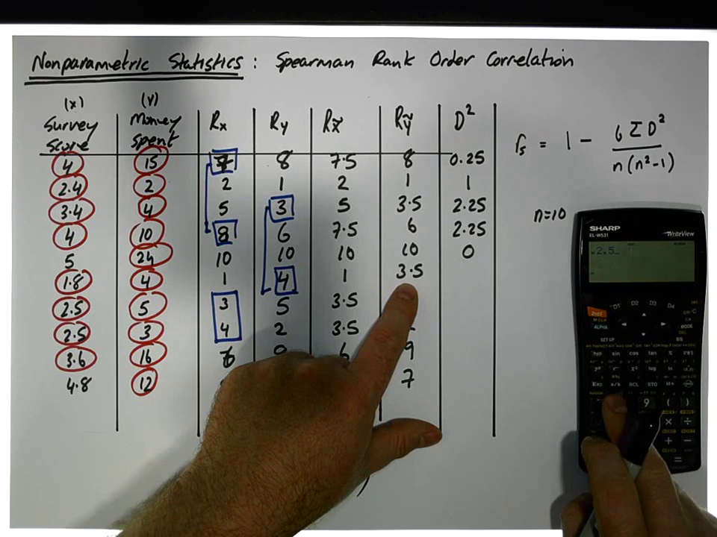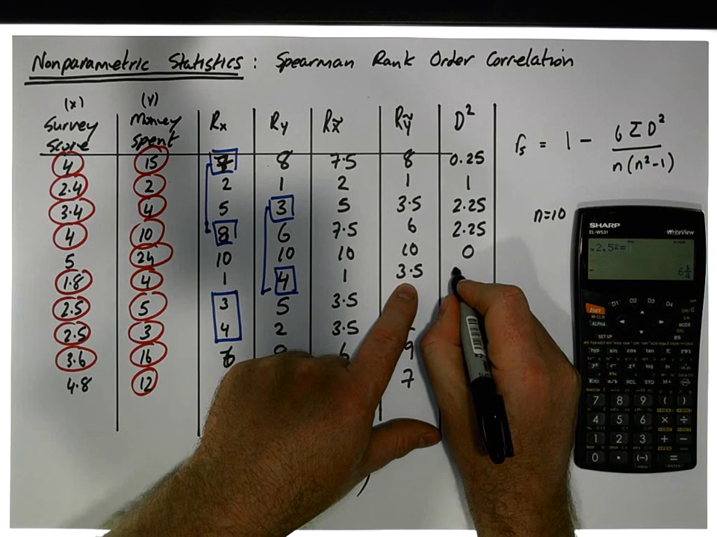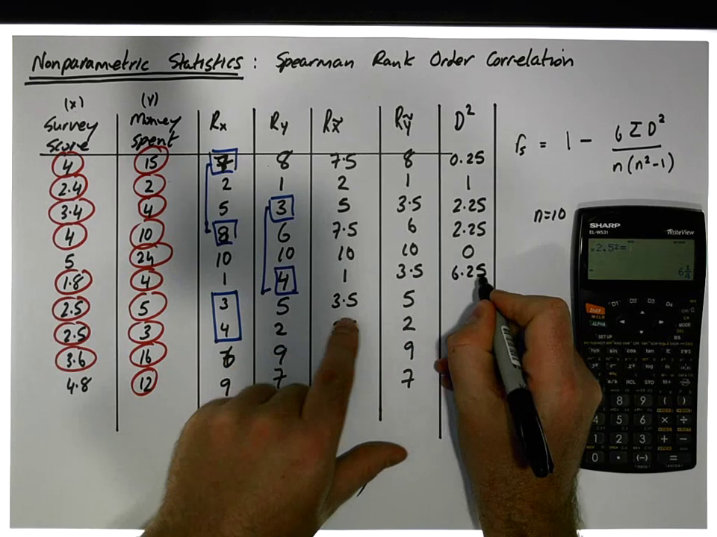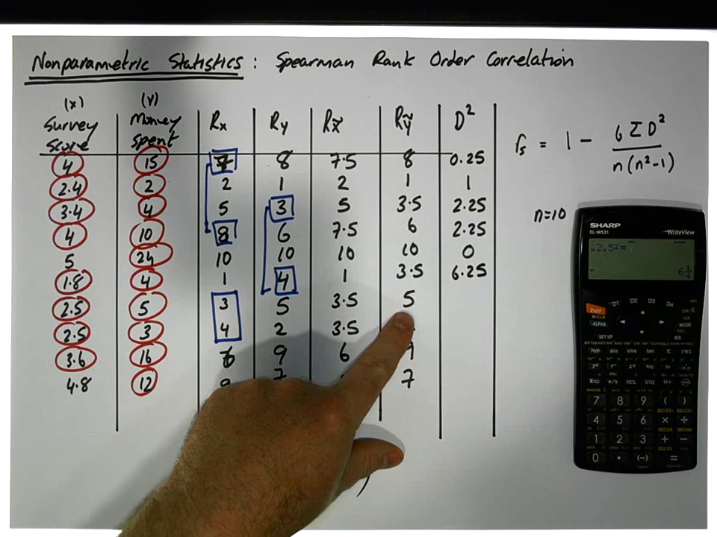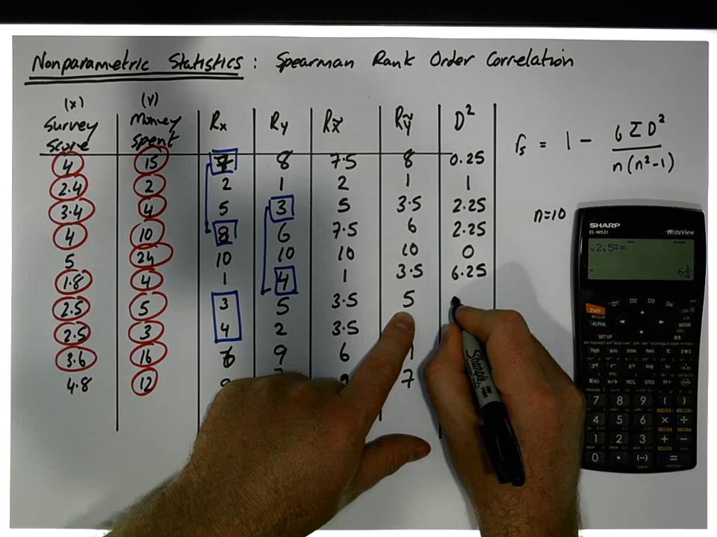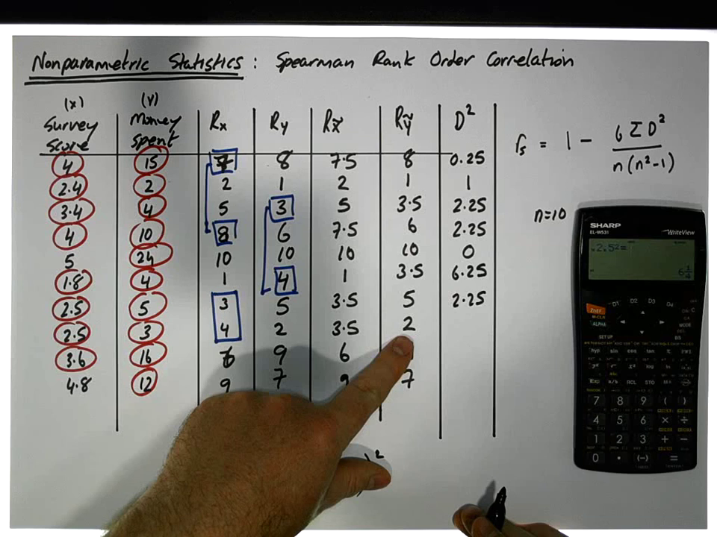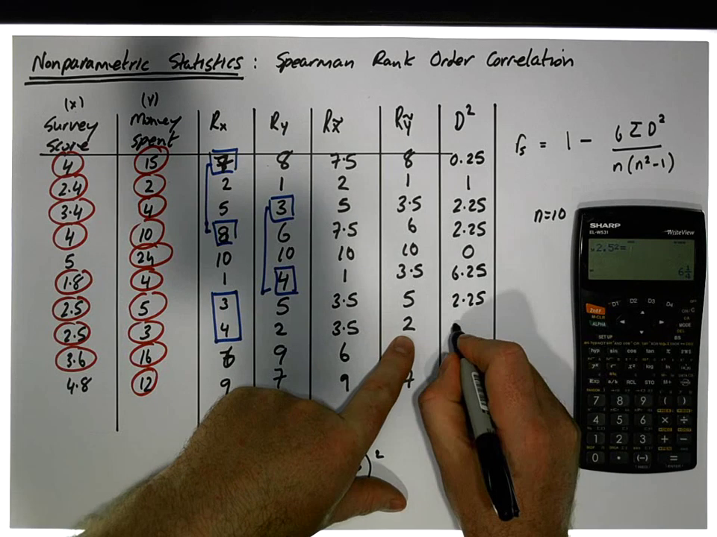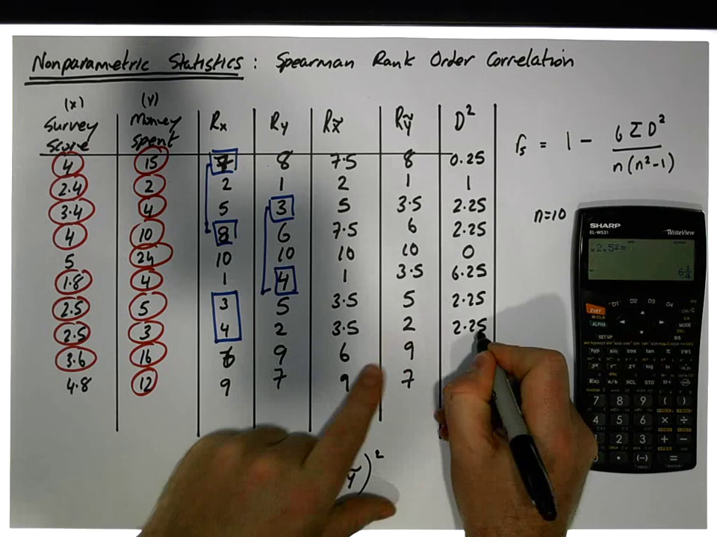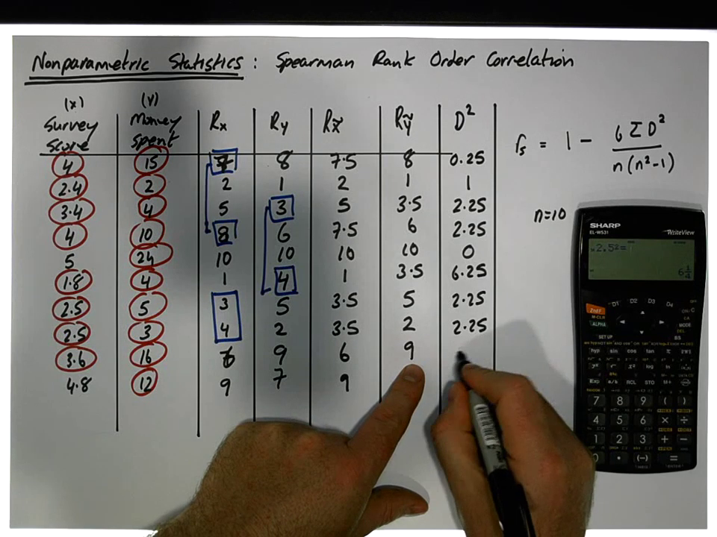2.5, and 2.5 squared gives us a value of 6.25. Okay. We have 3.5 minus 5 gives us minus 1.5. Minus 1.5 squared is going to be 2.25. We have 3.5 minus 2 gives us 1.5, and 1.5 squared is 2.25. We have 6 minus 9 gives us minus 3. Minus 3 squared gives us 9.